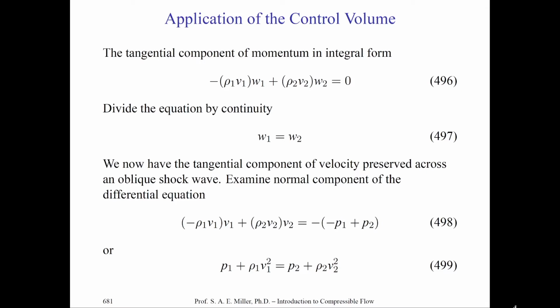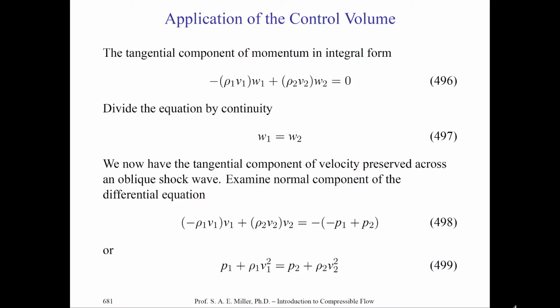The momentum fluxes will be balanced by the change of pressure across the shock. And therefore I can write negative rho 1 V1 V1 plus rho 2 V2 V2 equals negative of negative P1 plus P2. That's straight up, of course, Reynolds transport theory written in a differential element across the control volume across the planar oblique shock. Try it yourself.